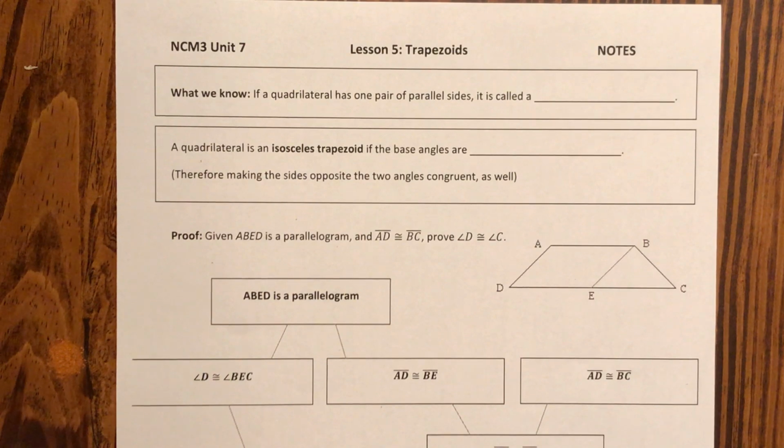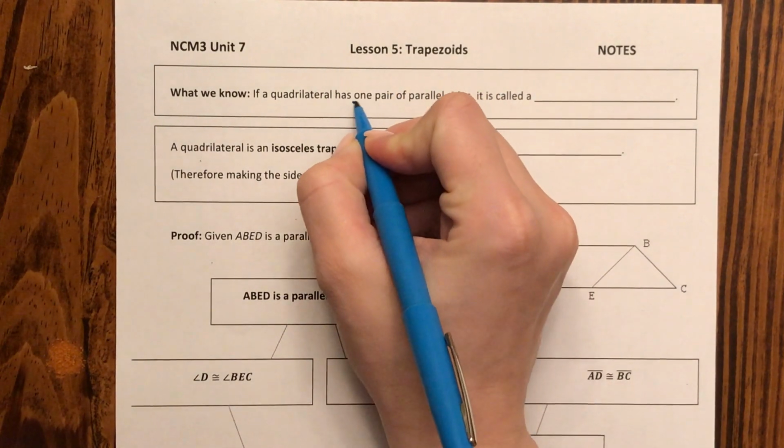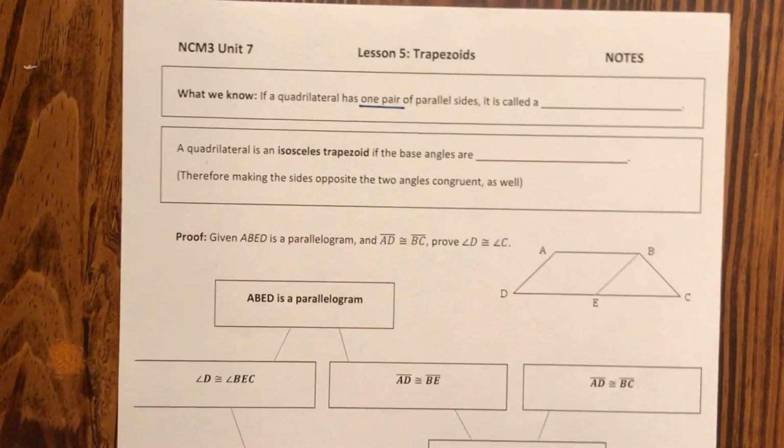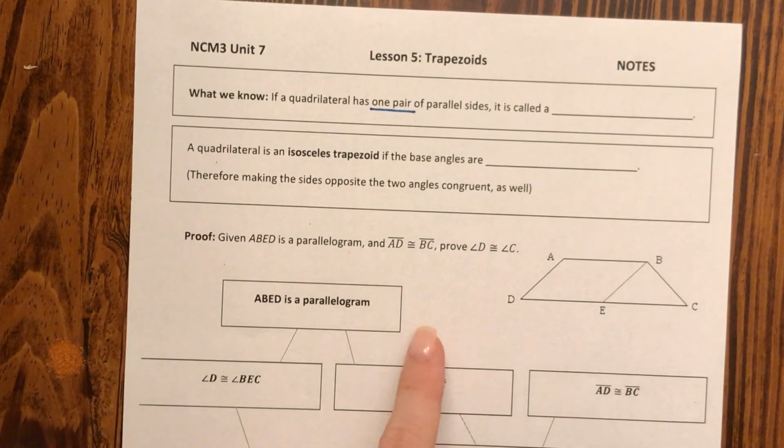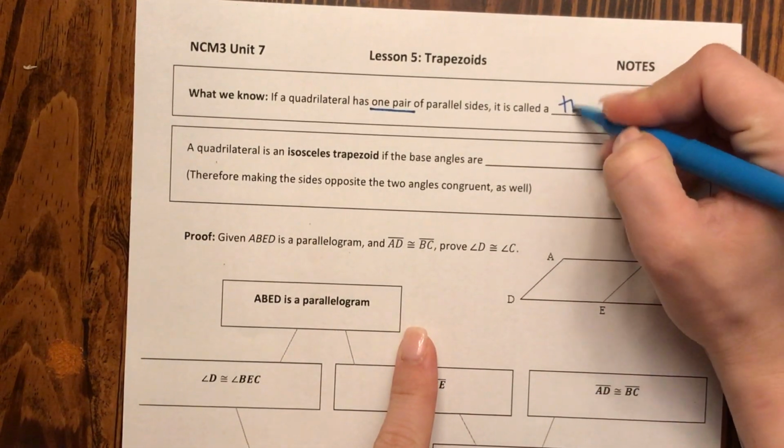So what we know about trapezoids, if you remember from the family tree, is that they are not parallelograms. So you've got quadrilaterals, and it kind of breaks off into two parts, which are parallelograms and trapezoids. So this is what we know. If a quadrilateral has one pair of parallel sides, parallelograms have two, right? Then it's not a parallelogram, it's a trapezoid.